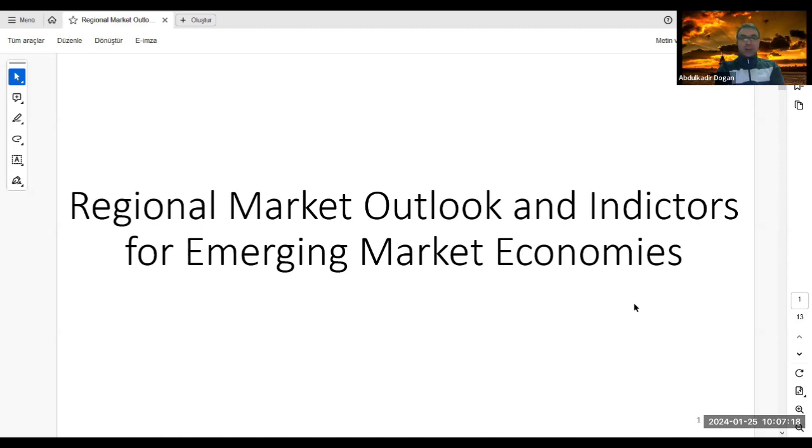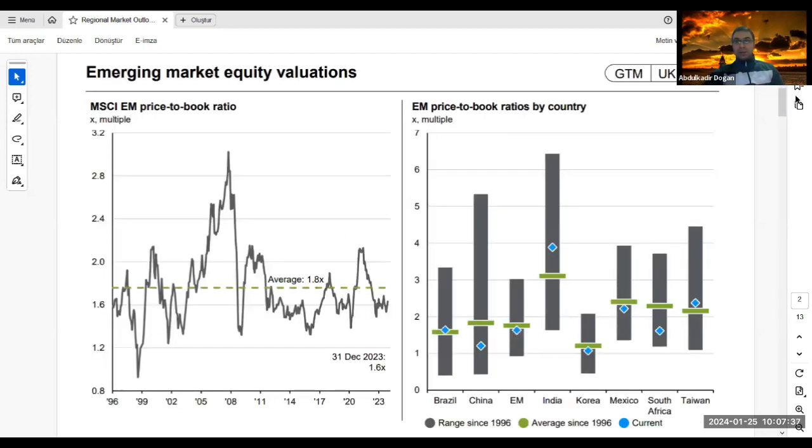For that reason, we also cover FX, rather than only the commodity, exchange rate market, stock exchange, and fixed income securities. Now, we will focus on the regional market outlook first. Then we will go deeper into the indicators for the emerging market economies. The first presentation: one of the best well-known indicators for the whole world is emerging market equity valuation.